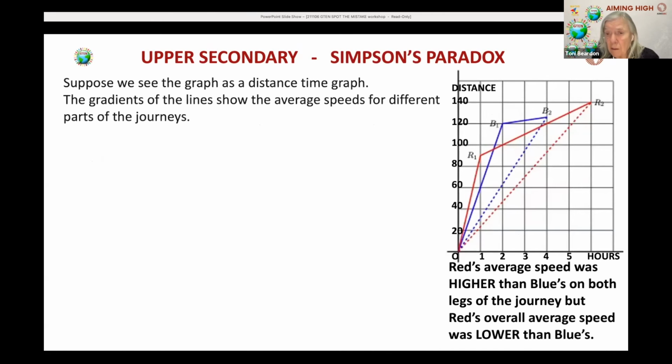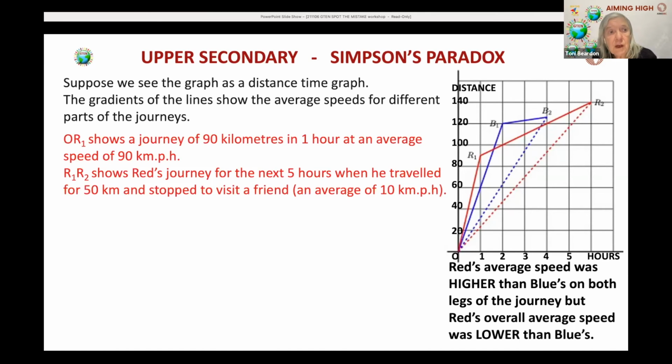Now here, Barry is going to show you this on GeoGebra in a few minutes, but if we look at this graph here, we've got the same paradox. So we've got 2 journeys here. Red and blue go on a journey, and the gradients of the lines show different average speeds for different parts of the journey. If you look at the graph, you'll see OR1 is the first part of that journey. In the first hour, the red goes 90 kilometers, and that's an average speed of 90 kilometers per hour. And then there's the next 5 hours. He didn't go far because he stopped to visit a friend, and overall his progress on his journey was only 50 kilometers, and over 5 hours that made an average speed of 10 kilometers an hour. And you can see that from the gradient of the graph.